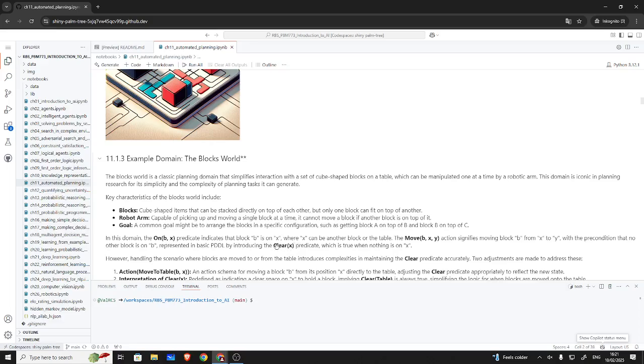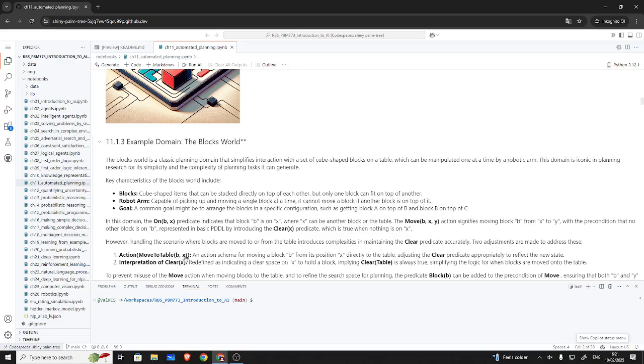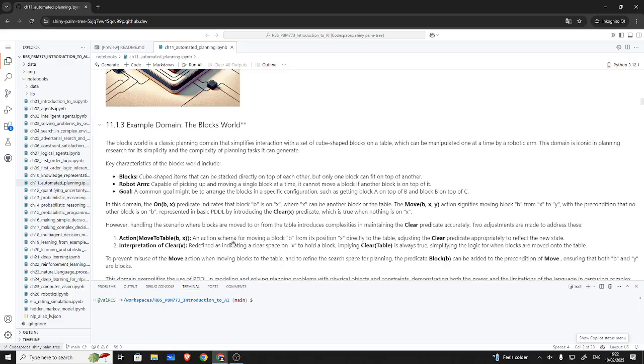Maintaining this knowledge base, this database of knowledge state, is not trivial when you're checking whether something is clear or not. So they made some adjustments to this. So action, move to table, but how to do this? And there's also an interpretation of clear. It implies the clear table is always true, and then you put something on there. So prevent this misuse of move. There's also a predicate block. B has to be a block. It's not just like a person or something.